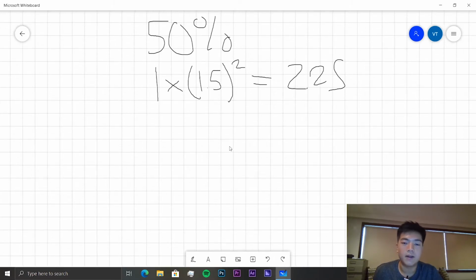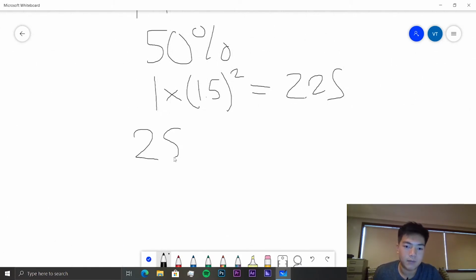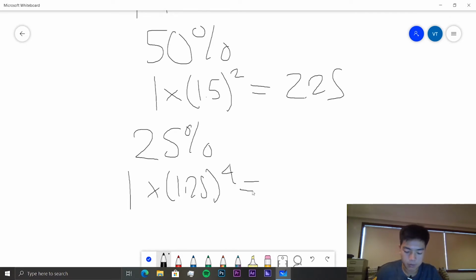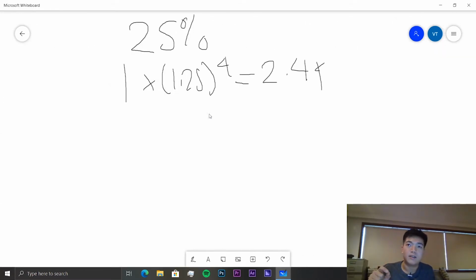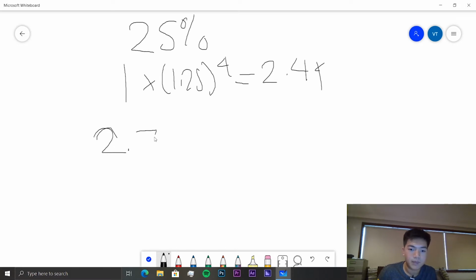But what if you invested it at 25% for each quarter? Well, then you'd get 1 times 1.25 to the 4, which is equal to 2.44. And we can keep on going. We can keep on compounding at smaller and smaller increments, and eventually you'll find that it tends to this number, 2.718.